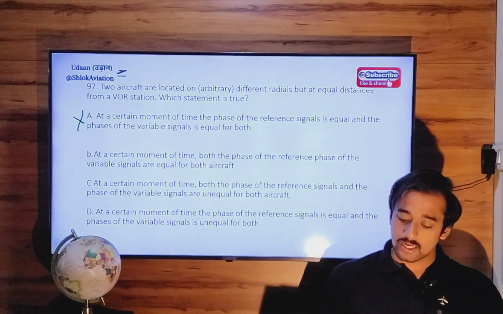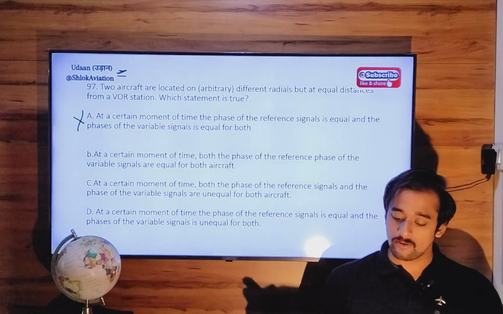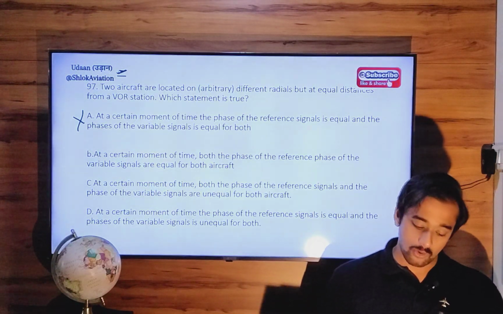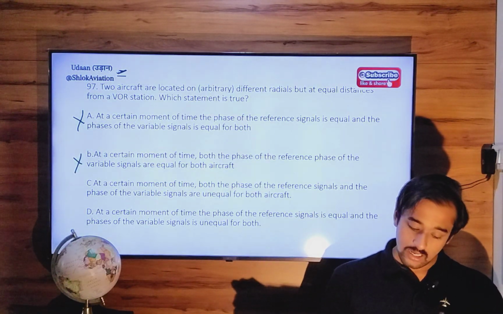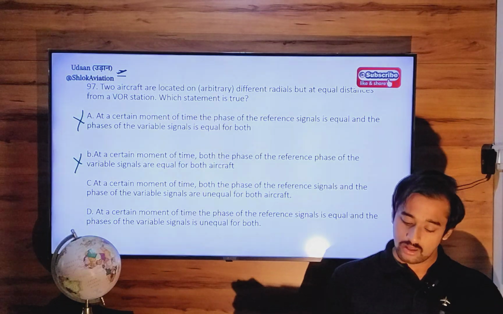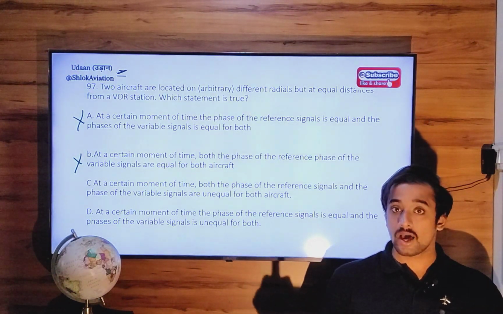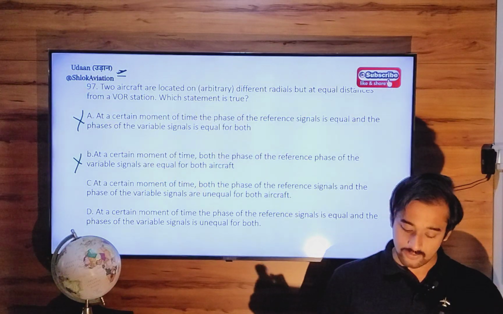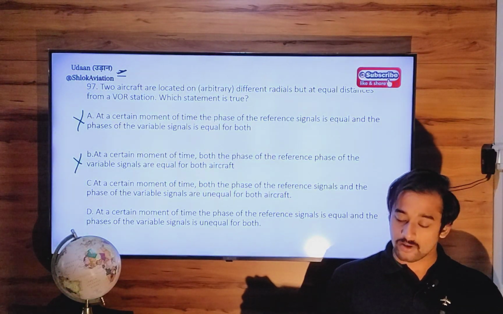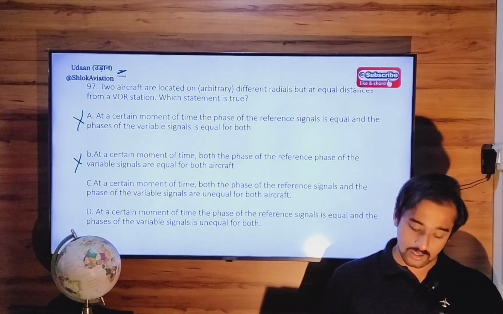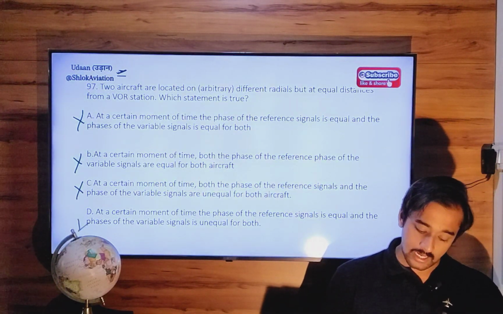At a certain moment of time, both the phase of the reference signal and variable signals are equal for both. Wrong. At a certain moment of time, the phase of the reference signal and the variable signal are unequal for both aircraft. At a certain moment of time, the phase of the reference signal is equal and the phase of the variable signal is unequal for both. So the correct option will be option D.